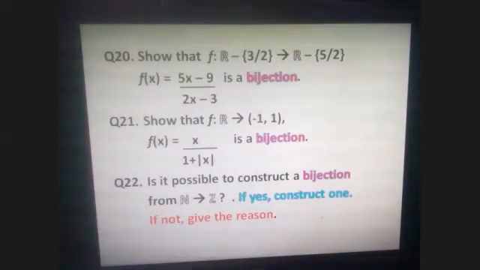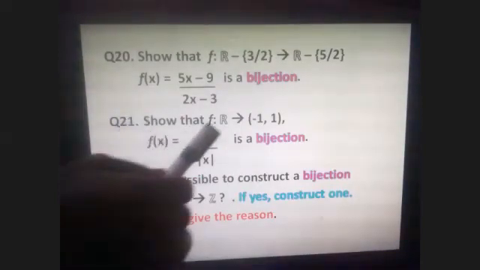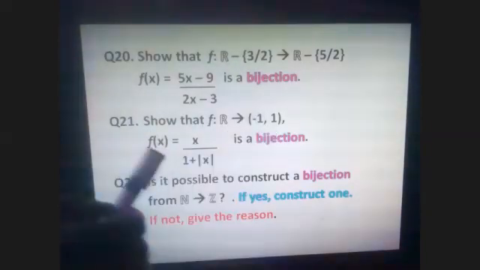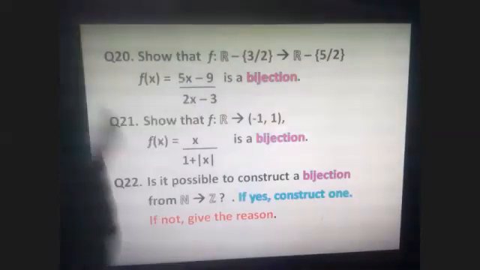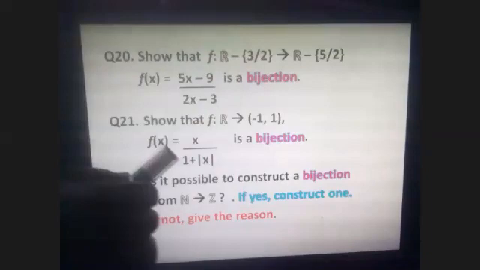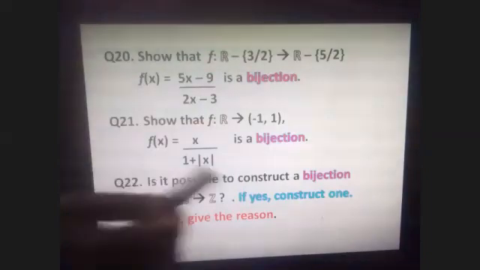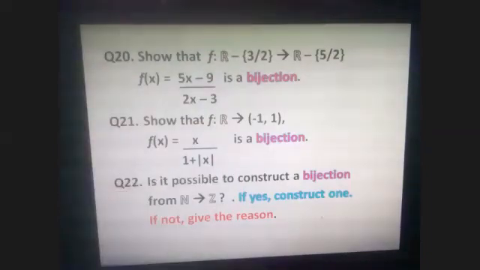Okay. Question 21 is again: show that f from R to the open interval minus 1 to 1, f(x) equals x by 1 plus mod x, is a bijection. Well, 20 is done. You will do it. 21 you try. If you don't do it, then tell me and I'll do it for you. 22, you report to me what the conclusion is. All the best. Okay. We'll meet back.